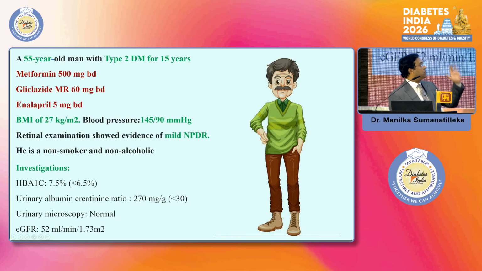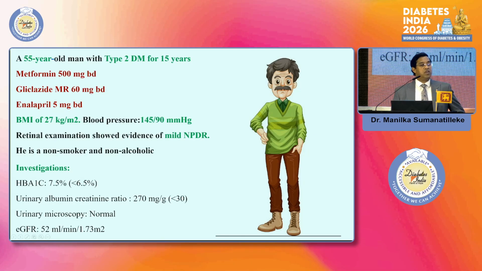Quickly, look at this gentleman, our day-to-day patient in our clinic: a 55-year-old man with type 2 diabetes, diagnosed at the age of 40, and he's on these medications. BMI 27, blood pressure not too bad, but 145 by 90. Mild retinopathy is there, not a smoker, HbA1c 7.5, urine microalbumin 270. Familiar? I mean, day-to-day practice.